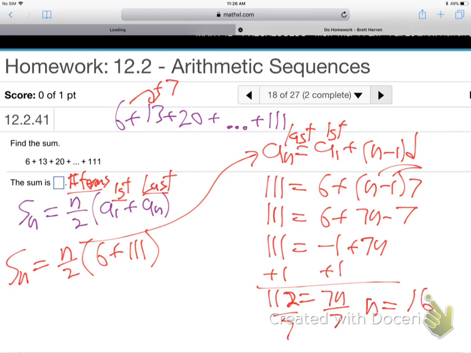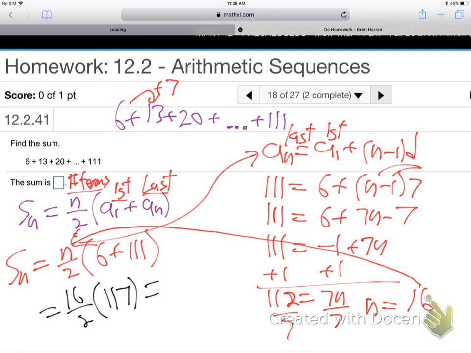Bring that back. Oops. What just happened? I said bring that back. There we go. So plug in the 16 then. 16 over 2, whatever this is, 117. 8 times 117. 936. Well, we got it. Did we get it? We good? Questions I can answer? All's well? All right, I'll keep moving.